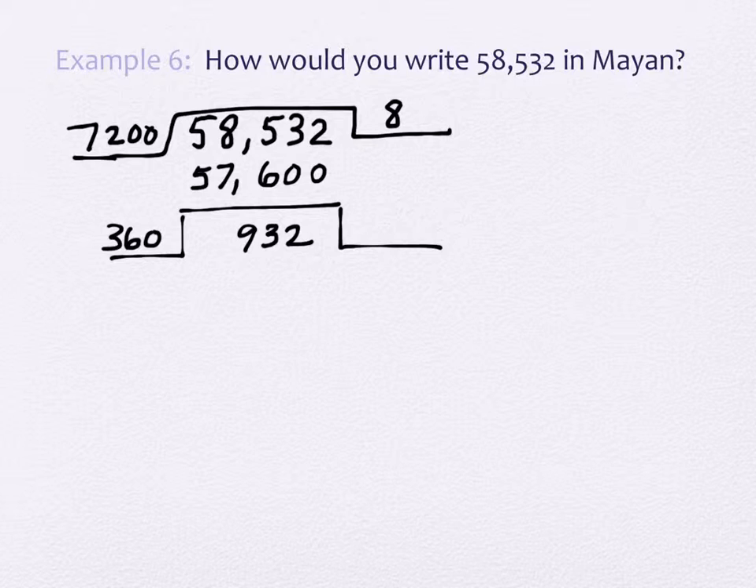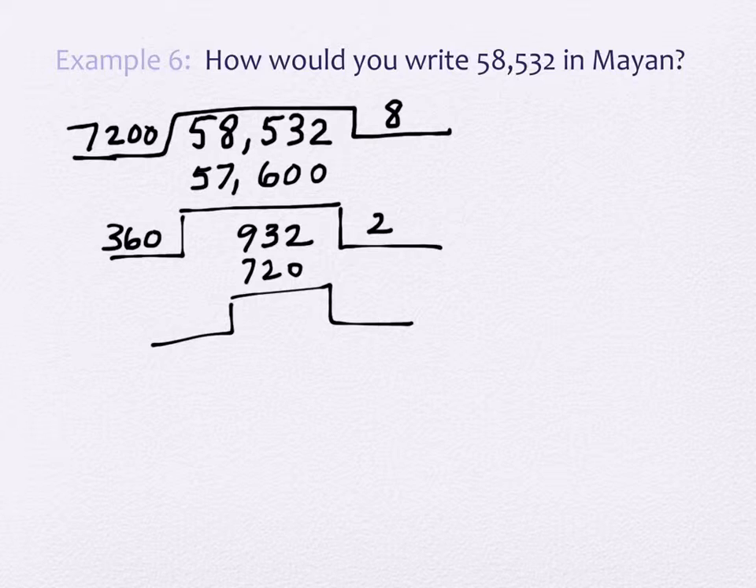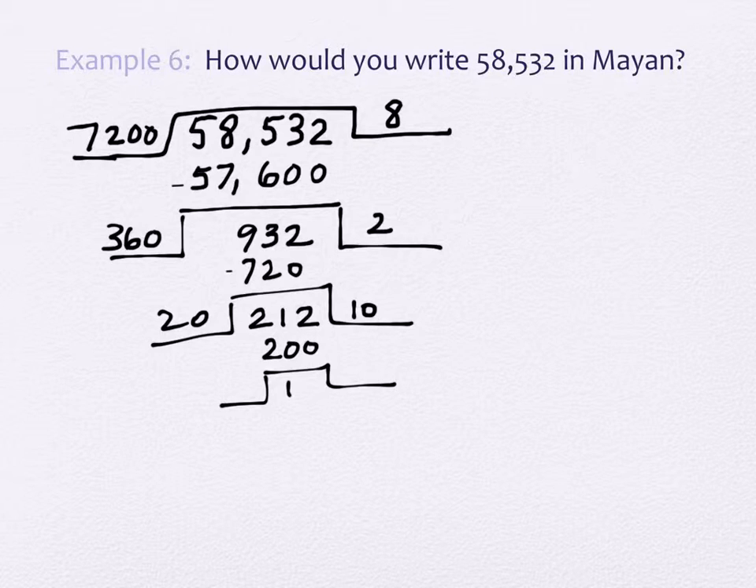All right, so what's 932 divided by 360? 2. 2 times 360 is 720. And then we subtract 932 minus 720. 212. What's our next place value under the 360? 20. So how many 20s are there in 212? 10. 10 times 20 is 200, leaving me with 12.